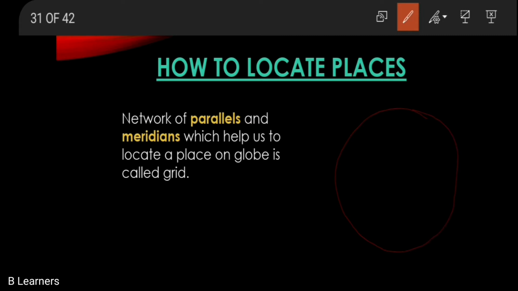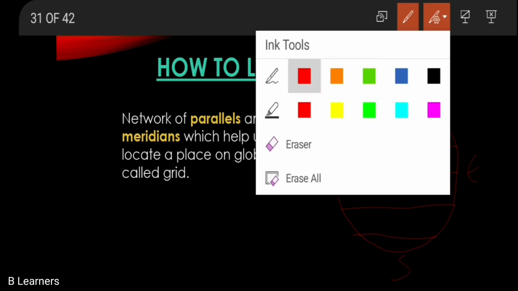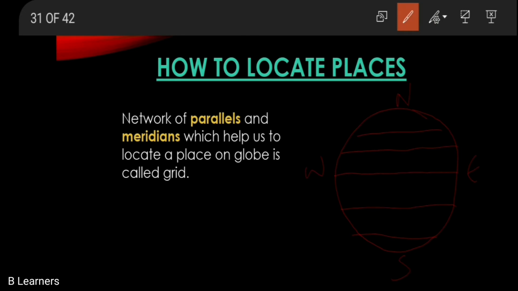You have already seen there are certain imaginary lines which run from north to south, as well as from east to west. So I am drawing some of the imaginary lines which run from east to west. The lines which run from east to west, we call them latitudes, and the lines which run from north to south, we call longitude. We are just doing the revision. So you can see here I have drawn both latitudes as well as longitude on this particular globe.